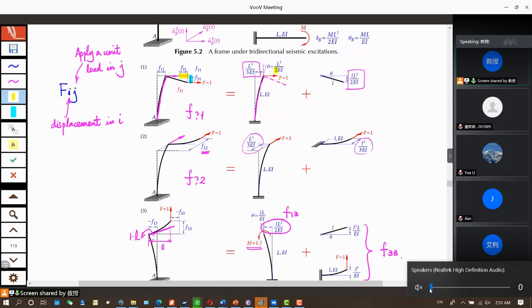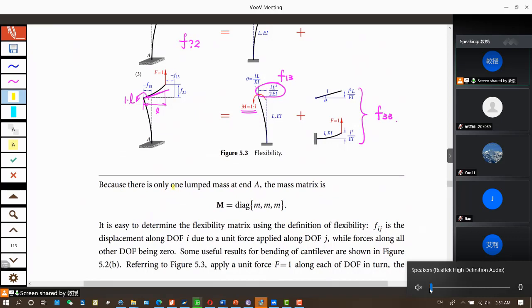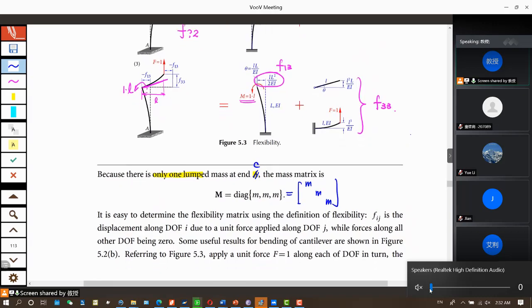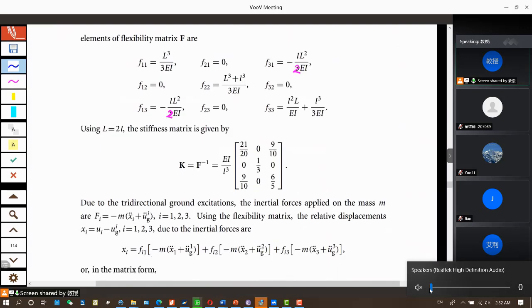Now once we have everything, we can write the equation. We know that force is equal to Kx, and then K inverse F is equal to x. Okay, so this is the flexibility matrix. So flexibility times force is equal to displacement.